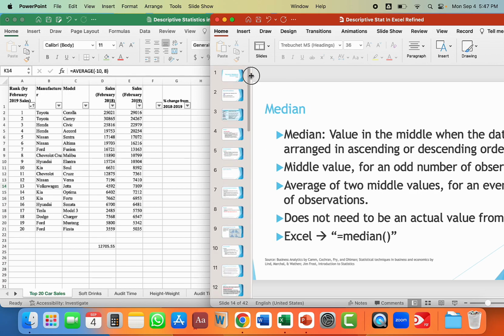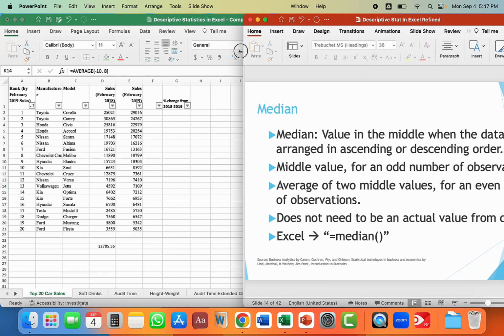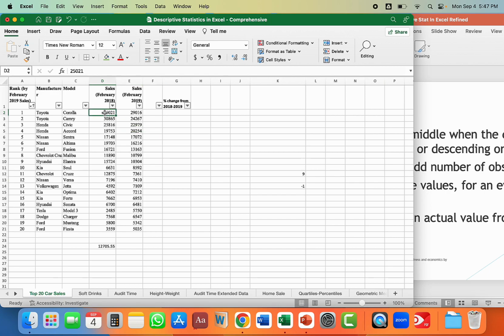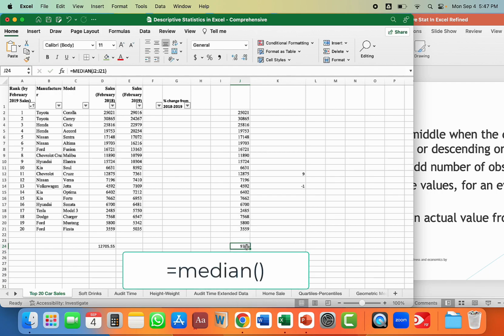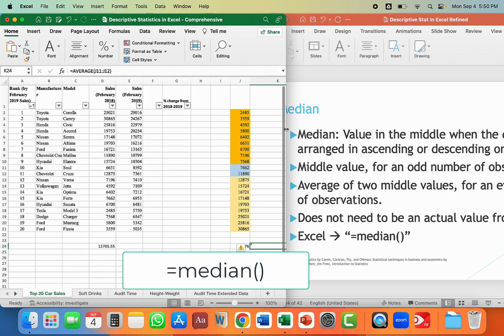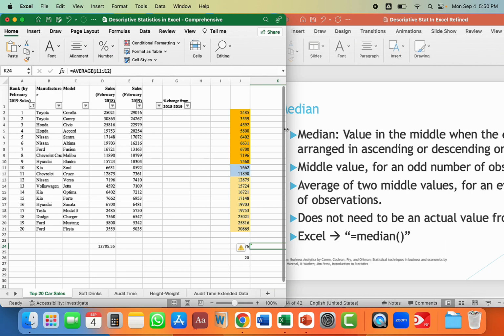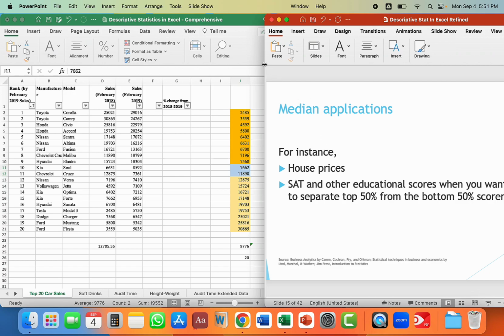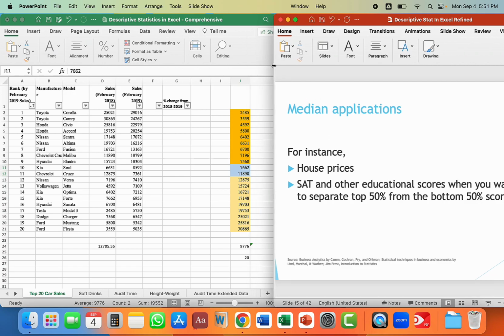Then the next one is median. Median is about the middle value. Now for example, let's say if I have this data and we take its median. Median is this one. Median has many applications in business, and one of the biggest advantages of median is that it's quite stable. First application of median is in house prices.